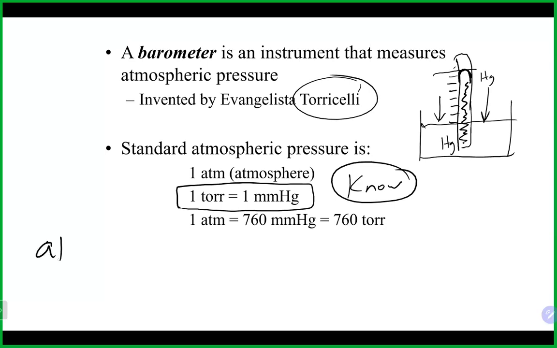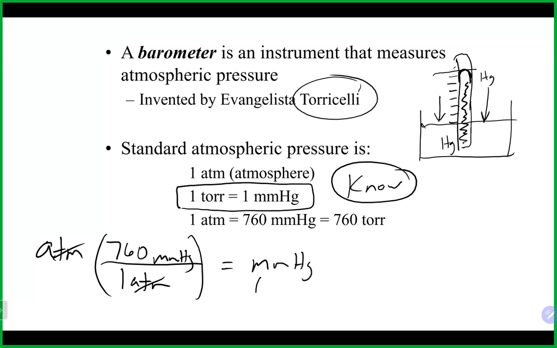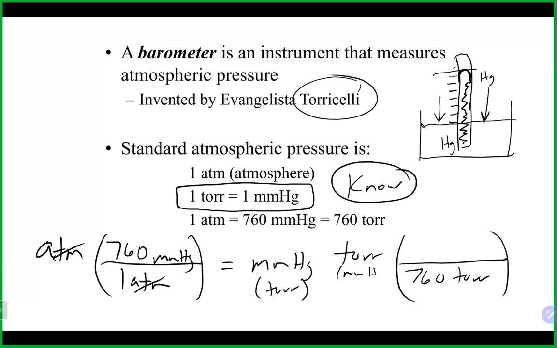So if you have atmospheres and you want millimeters of mercury or torr, you're going to multiply by the 760. That will cancel out the atmospheres, and get you millimeters of mercury or torr. If you're starting with torr, you're going to divide by 760. Or if you're starting with millimeters of mercury as well, divide by 760 for an atmosphere. And that's going to cancel and leave you with atmospheres. So that conversion is really good.